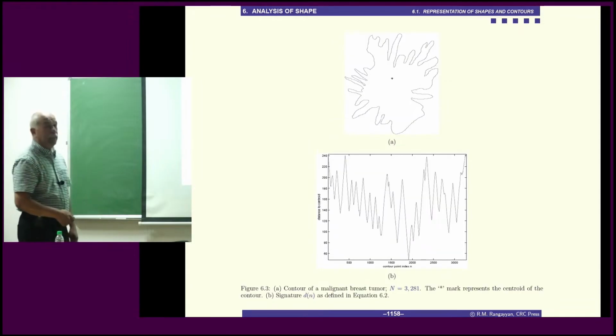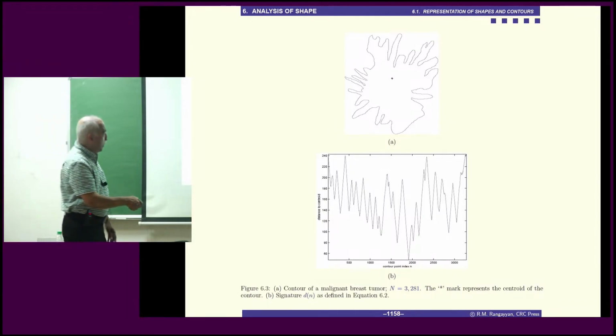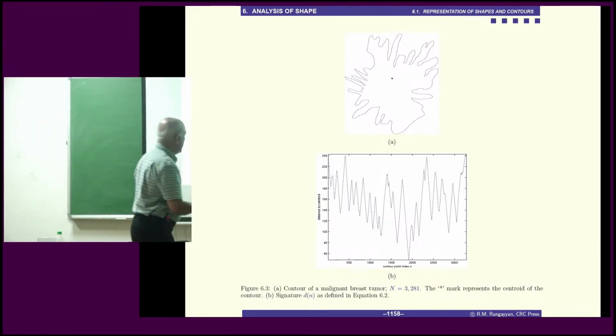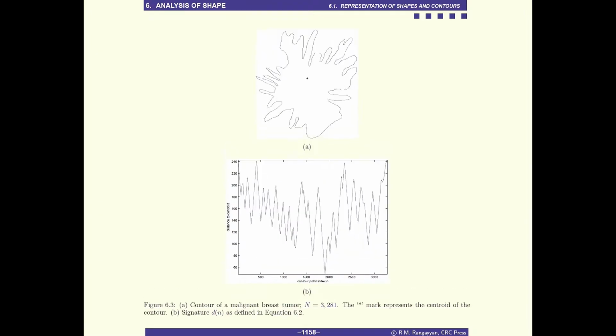Whereas if you take a highly spiculated malignant tumor with so many protrusions, that's a centroid, you plot that function dn, you get so many variations. The number of points is different. Here it's more than 3,000. And here it is about 800. That doesn't matter. You normalize, call this 0 to 1. The size of this doesn't matter. You throw it out somewhere. So normalize, divide by the maximum and make that axis 0 to 1. Going once around the contour is 1.